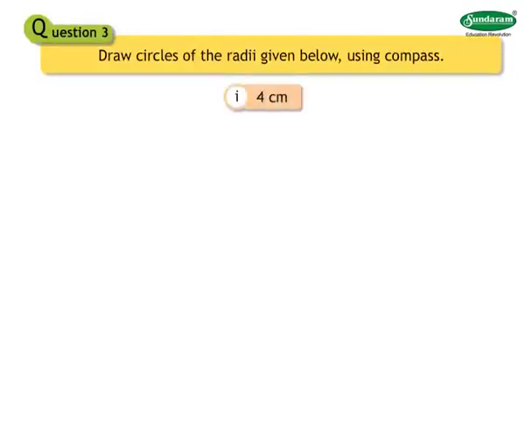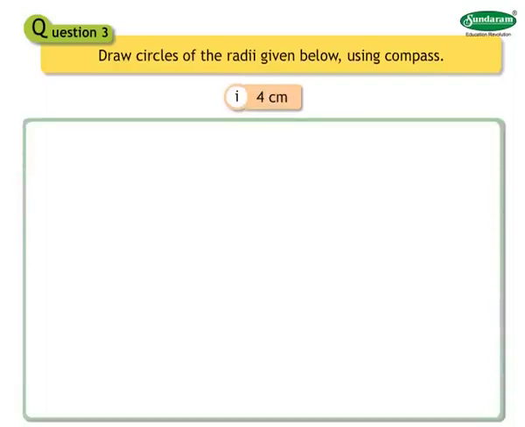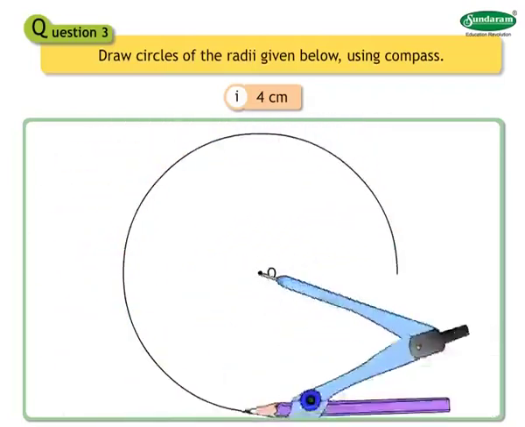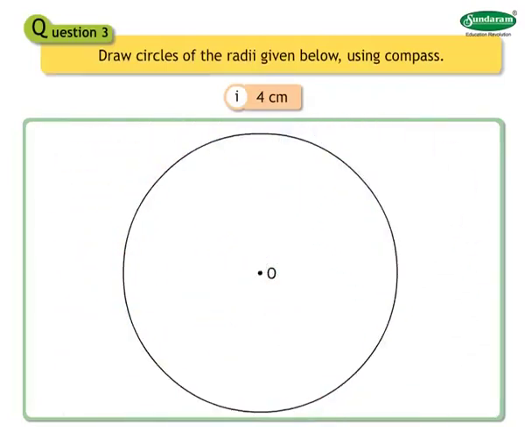Question 3. Draw circles of the radii given below using compass. Number 1. 4 centimeters. Draw a point on your page. Name it as O. Put the pointed edge of compass on point O and take distance of 4 centimeters between the pointed end and pencil, draw a circle around point O. The figure got is the required circle with center O and radius 4 centimeters.